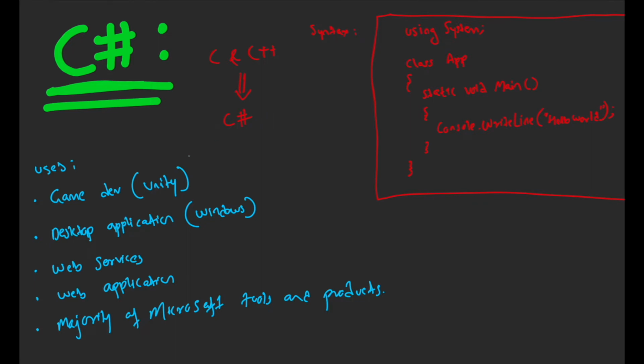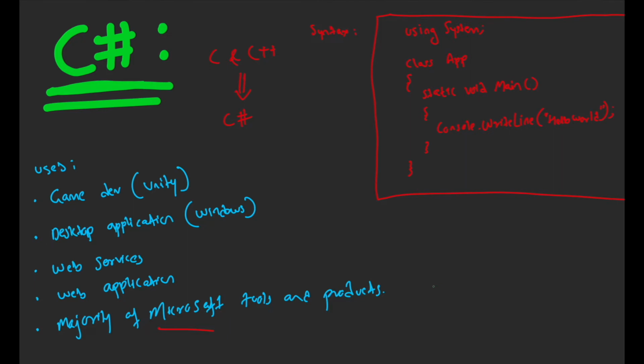Now let's talk about the use cases. So C Sharp is used for game development, as in Unity, and desktop applications for the Windows operating system. It's also used in web services and web applications. And the majority of Microsoft's tools and products are developed in C Sharp. If you have attended any Microsoft workshop or webinars, you can see they use C Sharp for showcasing all of their development process.